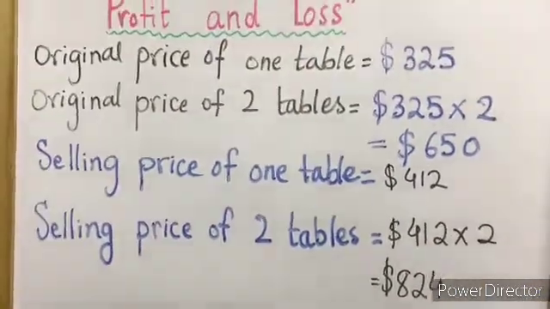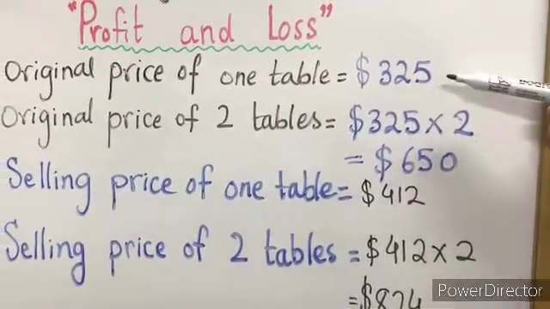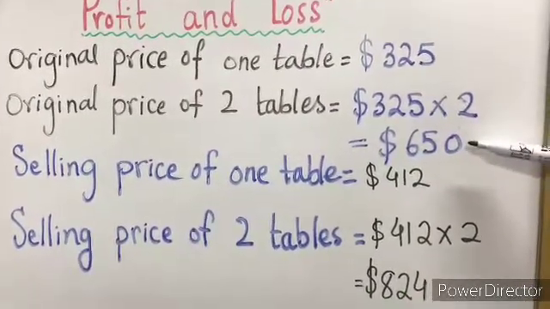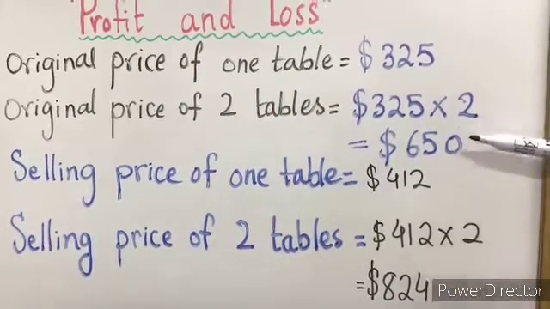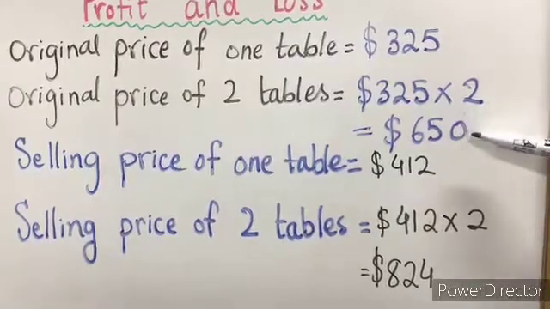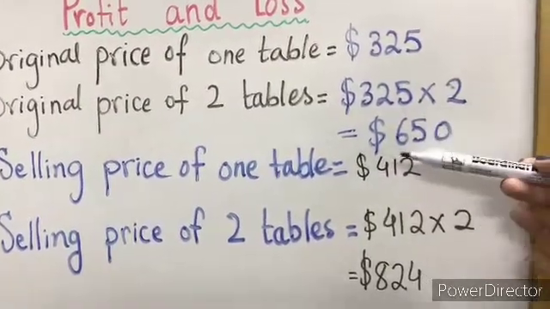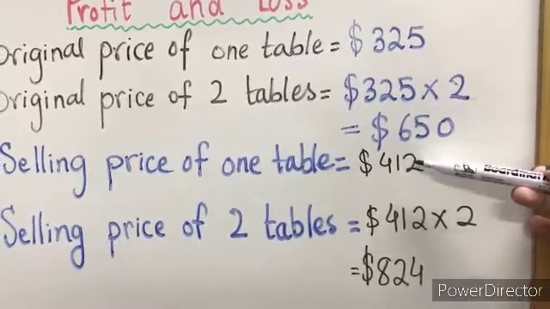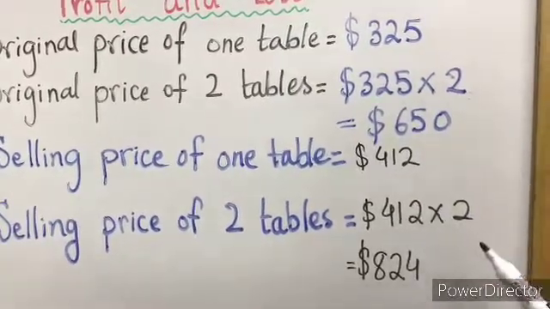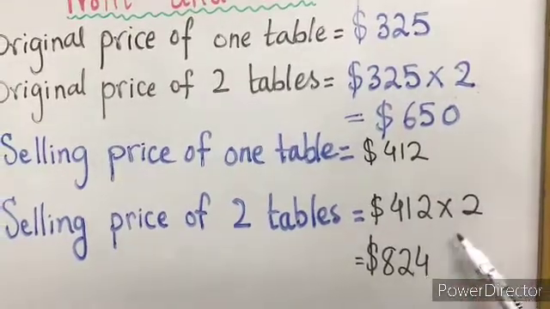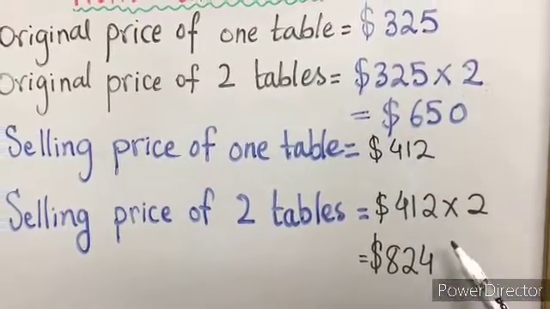So the selling price we get is $824. See this? The original price of 2 tables, the total amount, was $650. Then each table sold at $412. Then what will be the selling price of 2 tables? Simply we multiply $412 by 2 and we get the selling price of 2 tables.